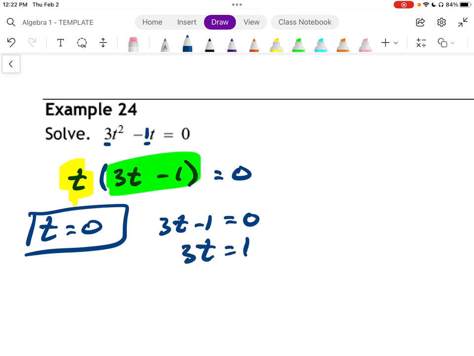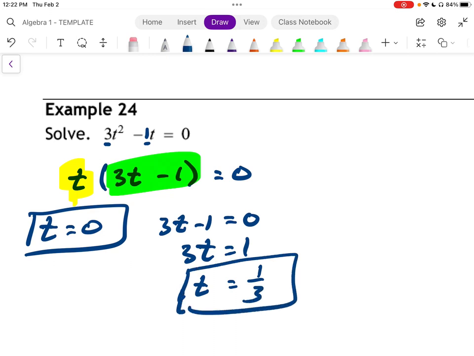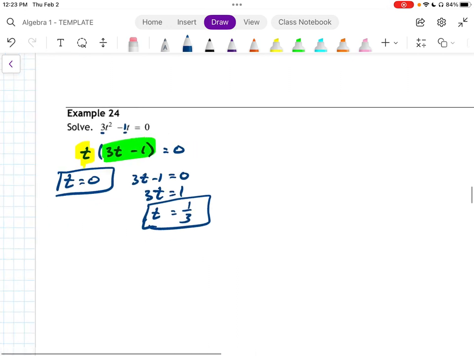Next up is 3t minus 1 equals 0. So 3t is 1, and t is 1/3. And there we go. There are our two answers.